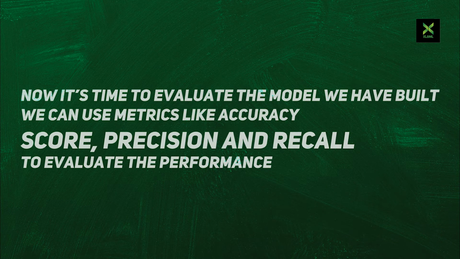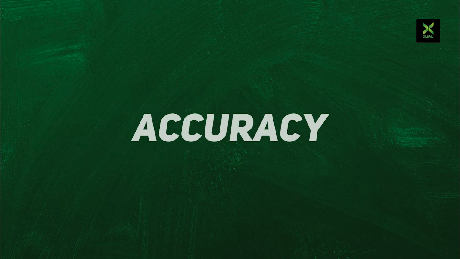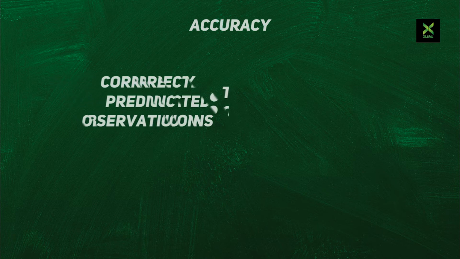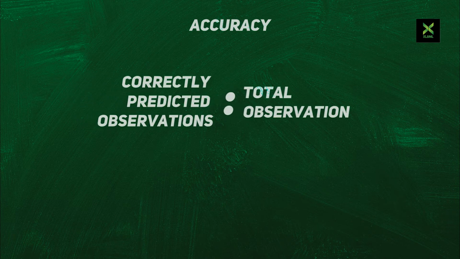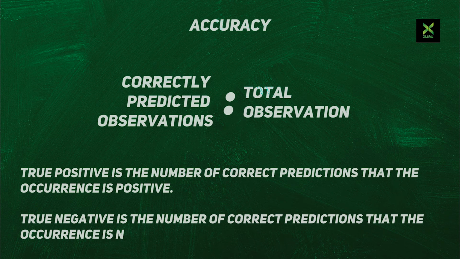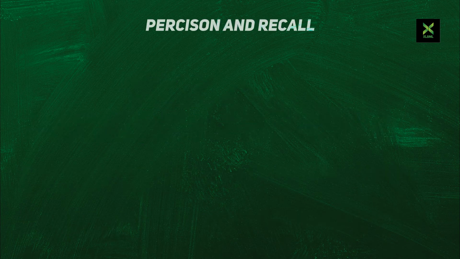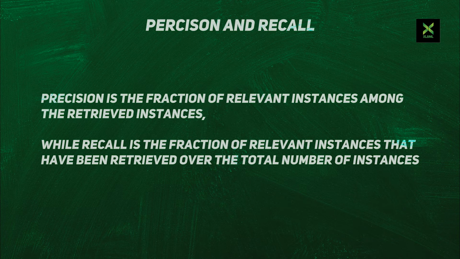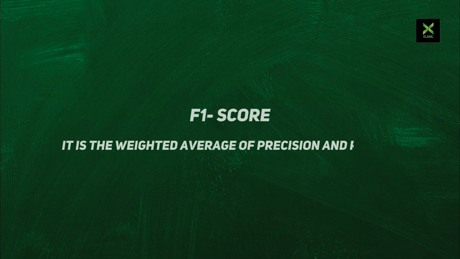We can use metrics like accuracy score, precision and recall to evaluate the performance. First we need to understand what these metrics are. Accuracy is the ratio of correctly predicted observations to the total observations. True positive is the number of correct predictions that the occurrence is positive. True negative is the number of correct predictions that the occurrence is negative. Precision is the fraction of relevant instances among the retrieved instances, while recall is the fraction of relevant instances that have been retrieved over the total number of instances. F1 score is the weighted average of precision and recall.